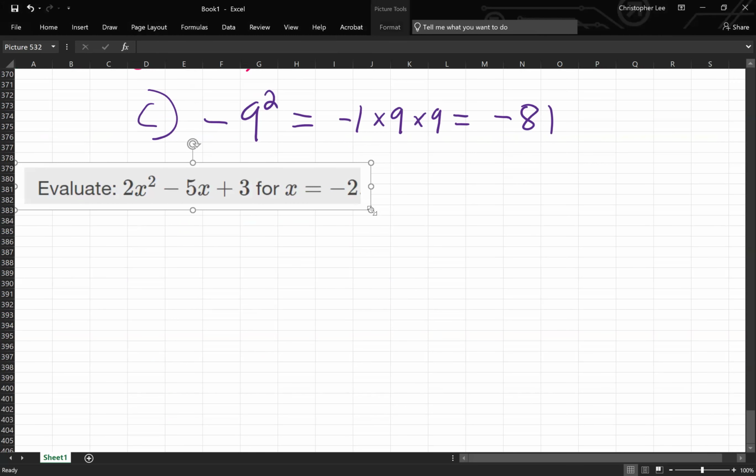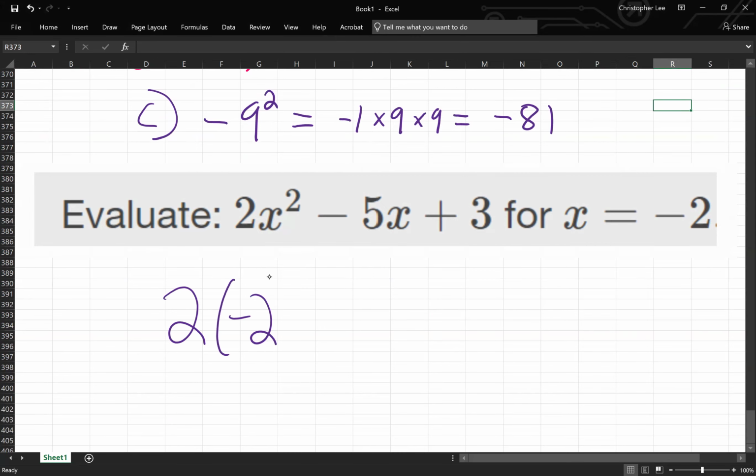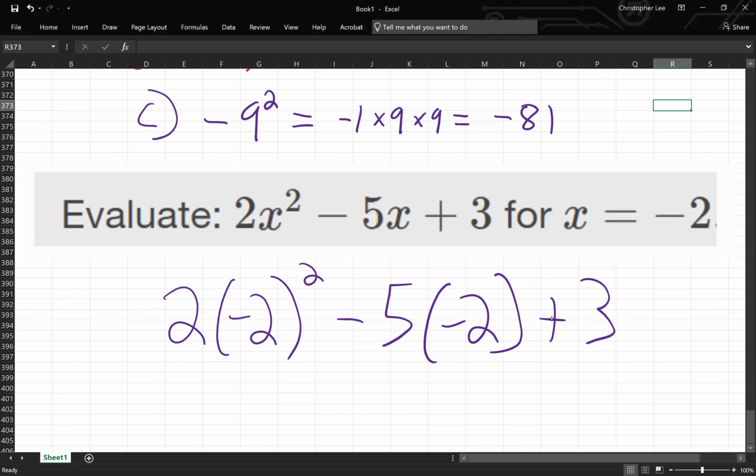All right. So I want to evaluate 2x squared minus 5x plus 3 when x is equal to negative 2. Tell me what to do. How do I do this? Very good. Can you help me out with it though? What's negative 2 squared?